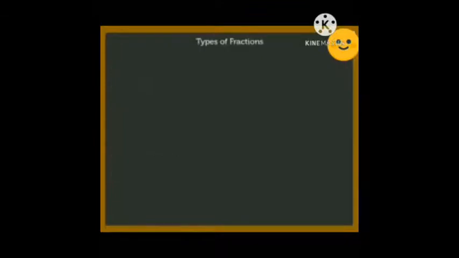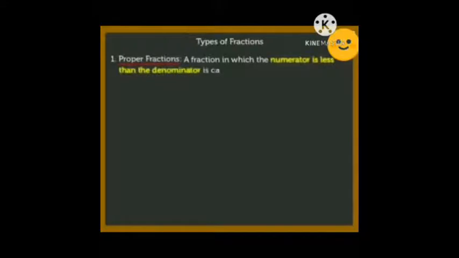Now, types of fractions. First, proper fractions. A fraction in which the numerator is less than the denominator is called a proper fraction. For example, 2 upon 8. Here 2 is smaller than 8. So 2 upon 8 is a proper fraction.